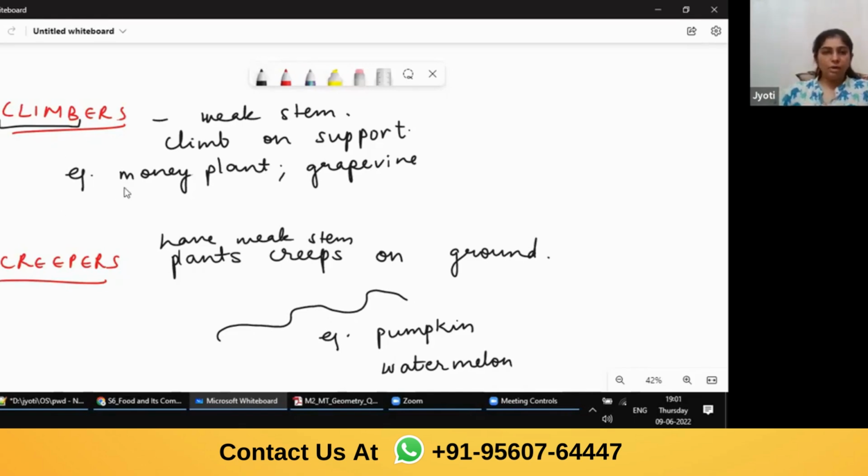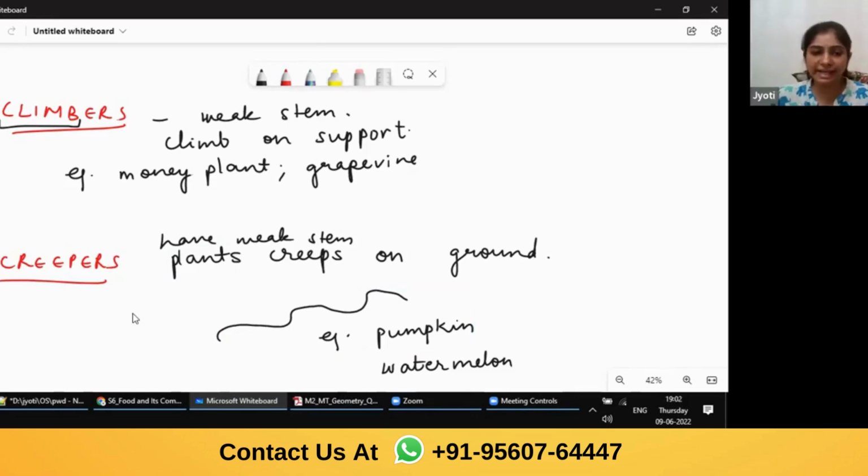Okay, now we move to, yes, Krishna? Yes, ma'am. May I tell the reason why creepers creep on the ground? Yes, you can tell. Climbers do not have really heavy fruits. That's why they can climb. Whereas creepers bear really big, heavy fruits. Like pumpkin is really heavy, and watermelon is also very heavy. That's why they cannot climb even if they get a support. That's why they creep on the ground.